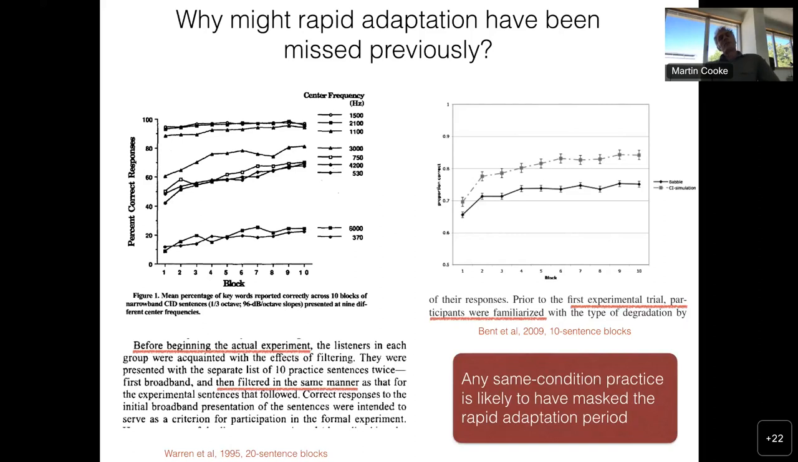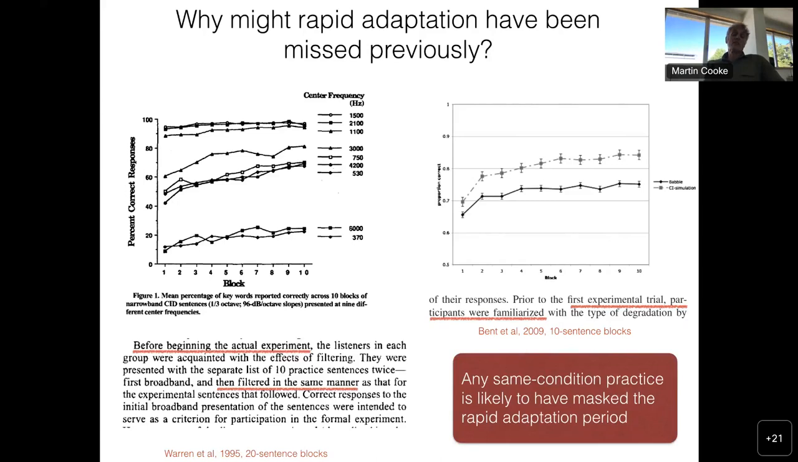So why might rapid adaptation have been missed previously, notwithstanding the point about blocks? Well, I think there's a simple explanation. I've not looked into this in detail yet, but the first two studies I picked up illustrate a likely reason, and that is that listeners are typically familiarized with the conditions of the main experiment prior to the main experiment.